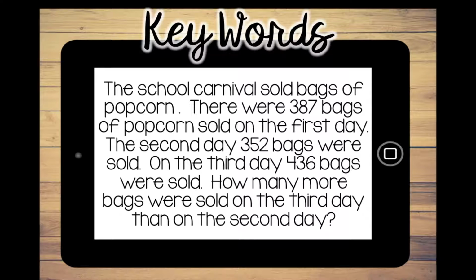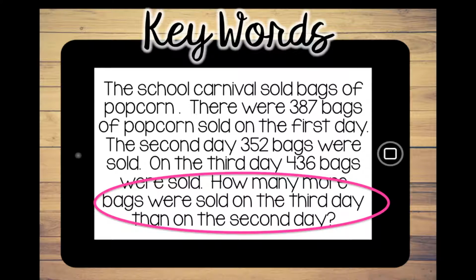Okay, the very first thing we need to do is find out what are they asking us to find. How many more bags were sold on the third day than on the second day? There's a piece of information in this problem that we do not need to find out how many more bags were sold on the third day than on the second day. If you said there were 387 bags of popcorn sold on the first day, you're correct. We do not need this piece of information to solve the word problem. Pause the video and complete the problem. When you're finished, resume the video to check your answer.